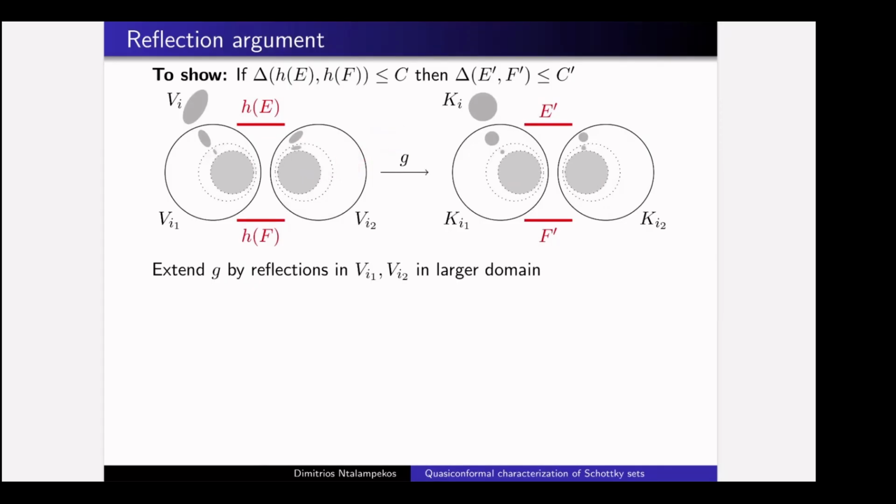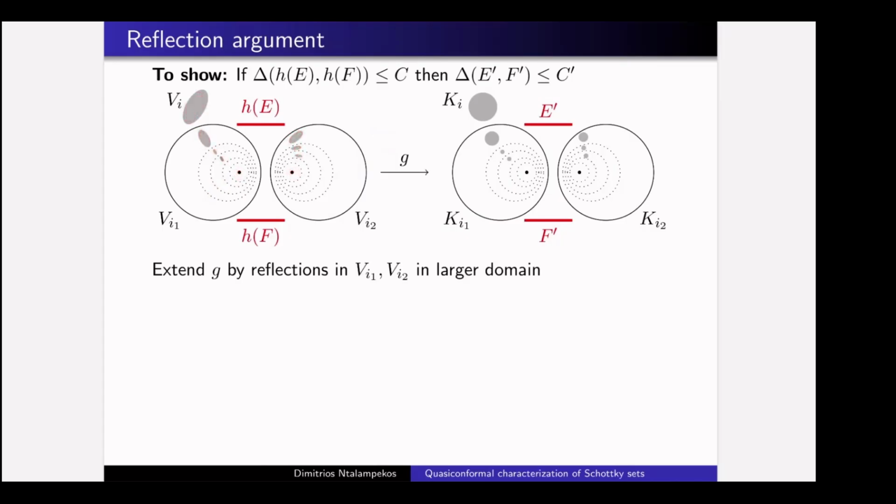And then we reflect again, and we do this again, and we do this indefinitely. So in this way, we have extended the map G to a bigger domain. All these dotted circles are removable for quasi-conformal maps. So the new domain has a complement that consists of these sets V_i and the reflections and the limit points here. So this is our domain.